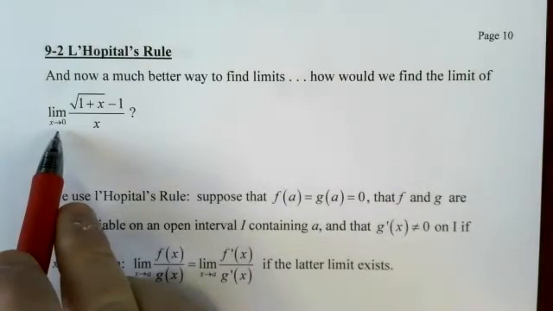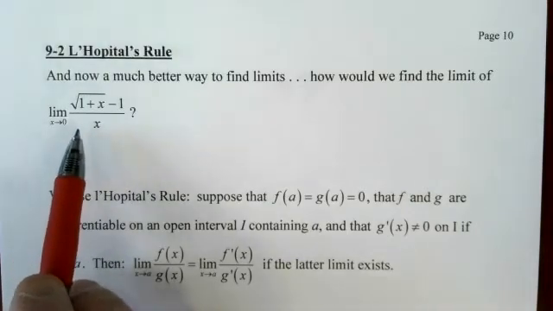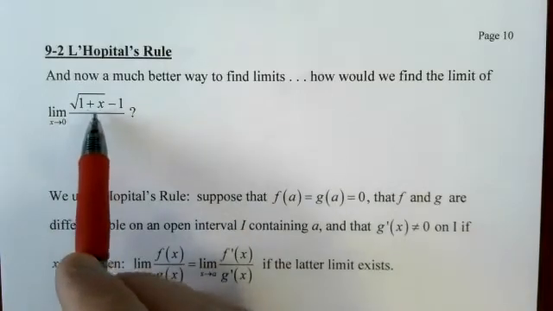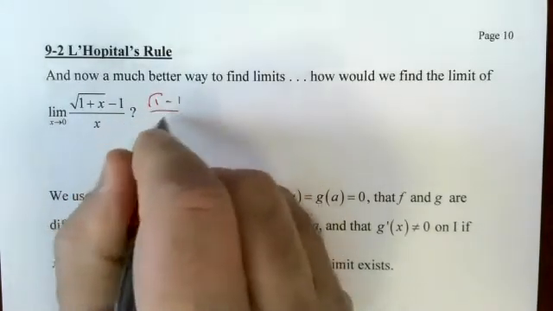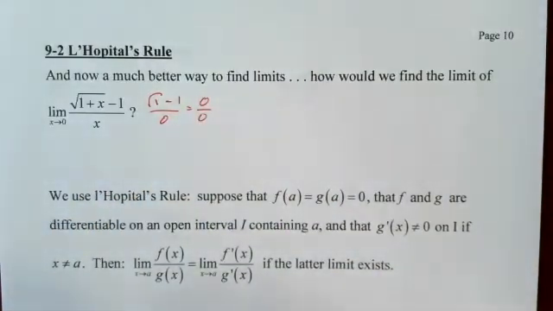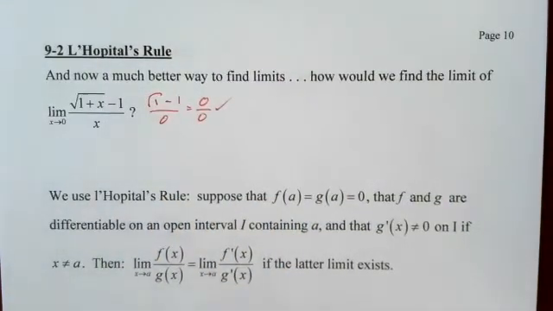What's the limit as x approaches 0? By the way, pay close attention to this. Sometimes it's infinity, sometimes it's 0, sometimes it's this, sometimes it's that. All right, we plug in 0, which is what I always recommend. We get the square root of 1 minus 1 over 0, which is 0 over 0. That means we can use L'Hôpital's rule.